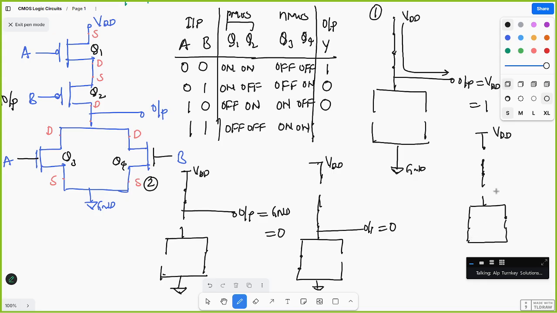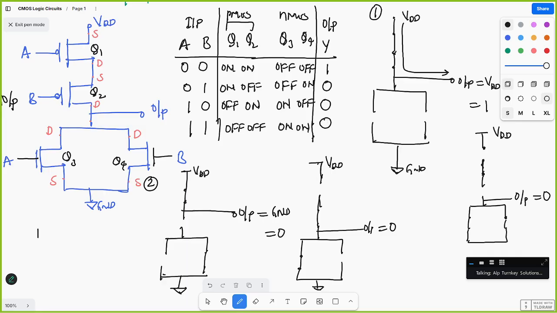You are taking the output from here. So there is no path to VDD, so that means this is ground only. You are getting 0 from it. Okay, do you understand how I am doing? Yes, sir. Okay, can you do NAND as a task?